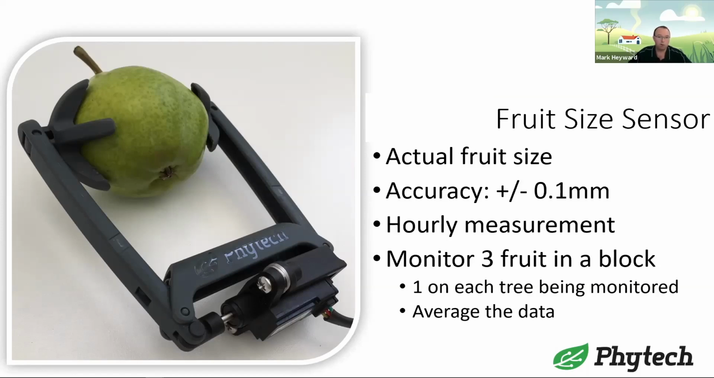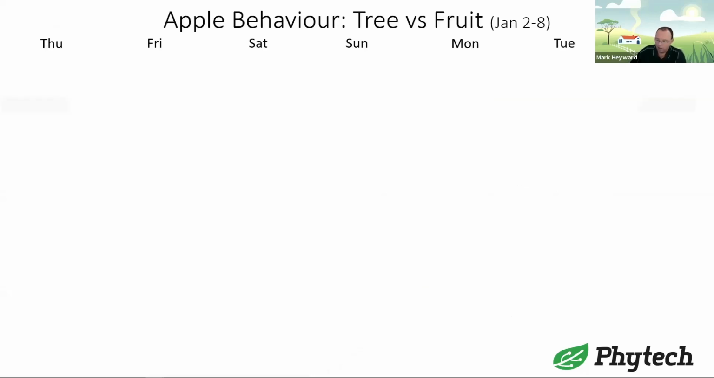We also monitor three pieces of fruit in a block, typically one on each of the 3 trees that are being monitored, and then we average the data from those. So it's not really designed to replace your need for taking maybe fruit size measurements for marketing purposes, but of course it can help you understand how your irrigation actions and your plant health are affecting the growth rate of your fruit. So with that, I'd like to perhaps get into a bit more scientific detail and have a look at an example of the apple behaviour that we see between the tree and the fruit.